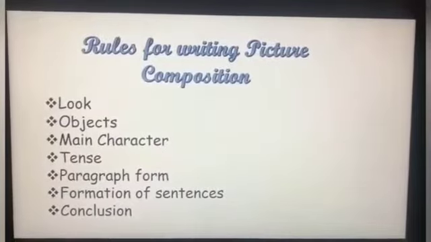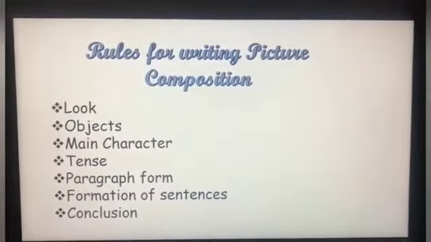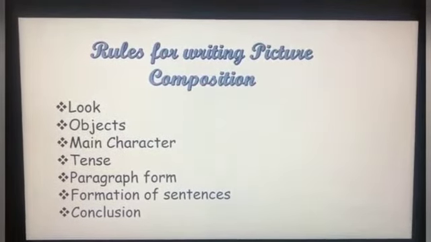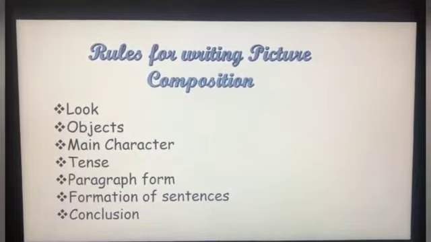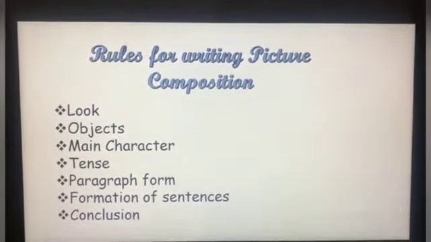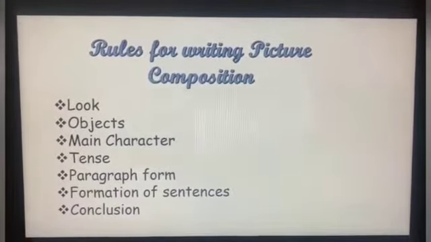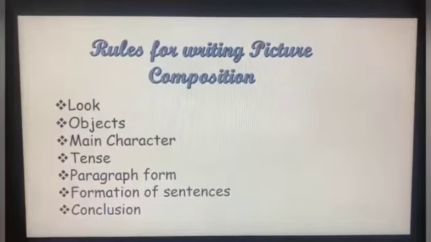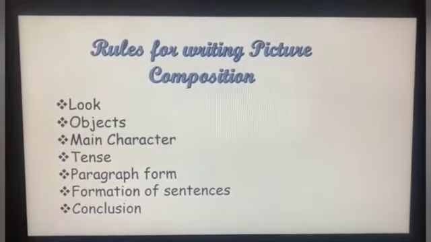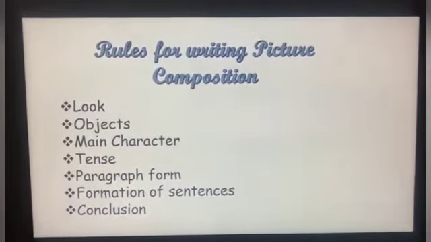There are certain rules for writing picture composition. Let's go through these rules. The first rule is to look. Look at the picture very carefully and observe which scene is being depicted. For example, there can be a scene of a garden or park, there can be a birthday scene, there can be a classroom scene, etc.